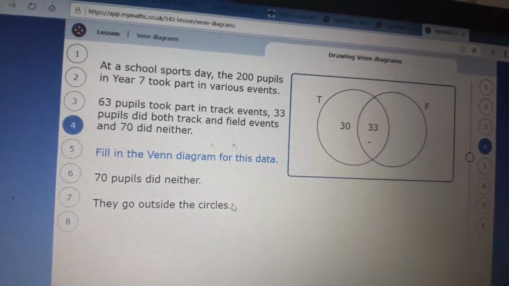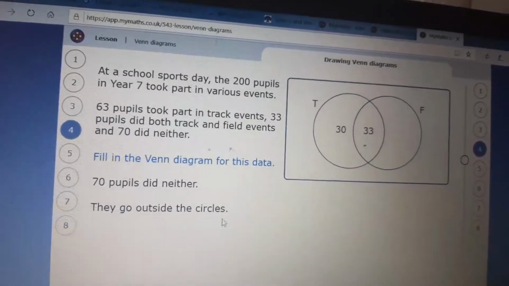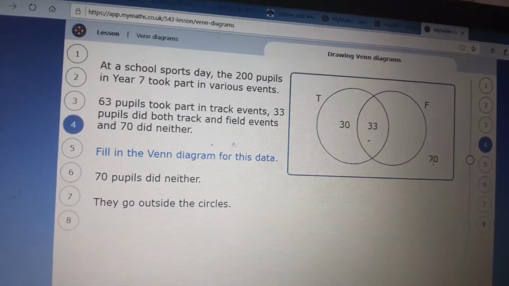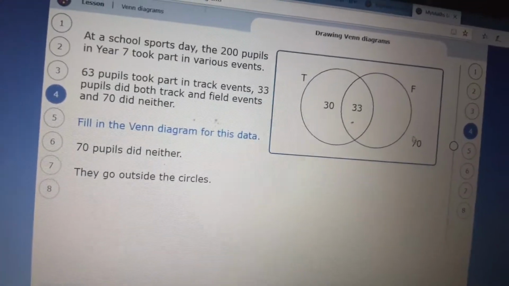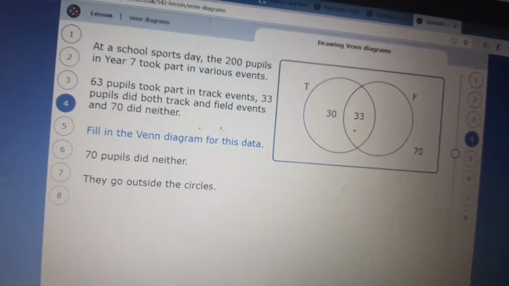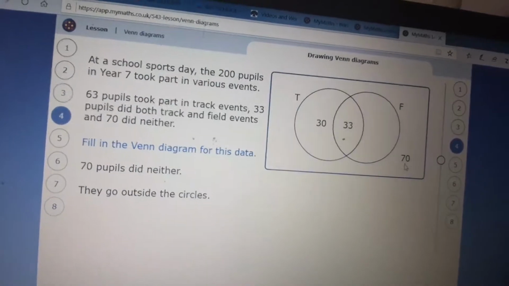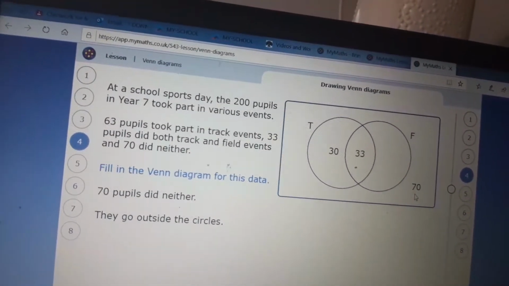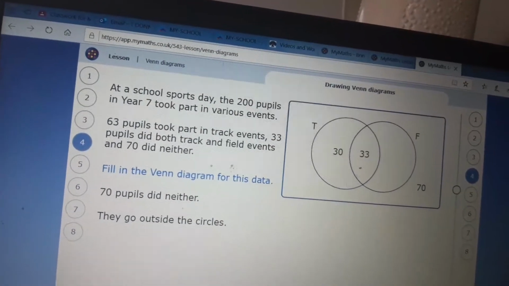70 pupils did neither, and these go outside the circles. So you can just put the 70 straight down, just like we did with 33. These 70 people didn't do either of the two events. But we're going to use that 70 again because we need to work out how many people did field events.